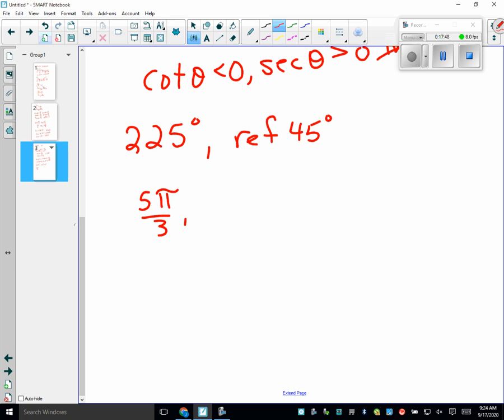What's the reference angle? It's 2 pi over 3. Isn't it just pi over 3? Pi over 3. Okay. Is this 1 2/3? Is 5/3 1 2/3? Yes. And 2 minus 1 2/3 is 1/3. Don't I go to 2 pi? How far is that?